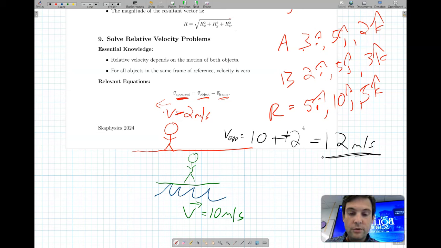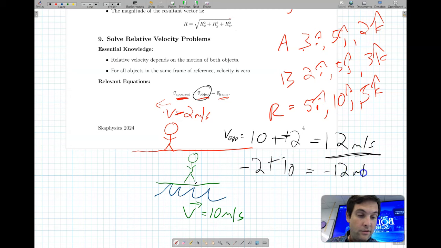What if we wanted to see how fast the person appeared to be moving relative to the person on the raft on the water? Now we're going to take the person's velocity as the object's velocity, so negative 2, minus our frame of reference, which is 10, and we're going to end up with negative 12 meters per second. That negative tells us it's in the negative direction, the opposite direction.